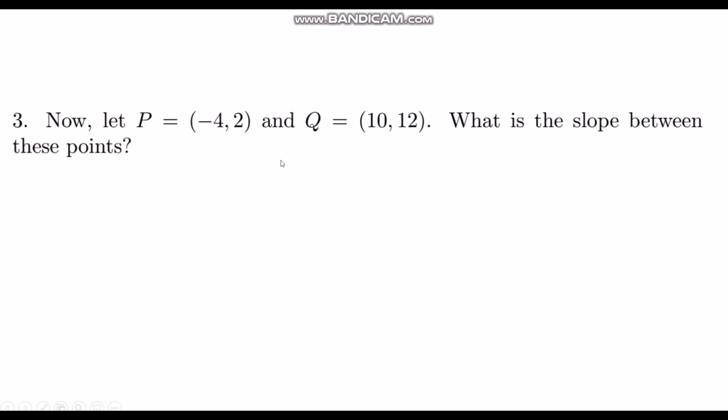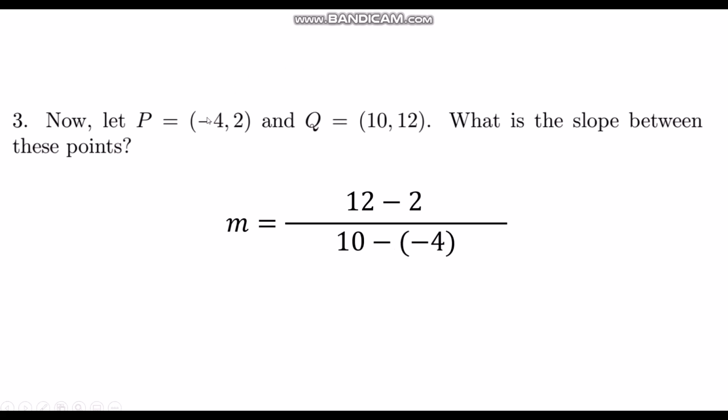Let's look at these points here. What is the slope between these ones? So m is equal to 12 minus 2 over 10 minus a negative 4. We again simplify the numerator and denominator and pay close attention to the negative and negative right here. That's very important. A negative and a negative is a positive, so you have 10 plus 4, so it's 14. Then you can divide the numerator by 2 and the denominator by 2, doing the same thing to both, to get 5 over 7. So that would be our slope here.